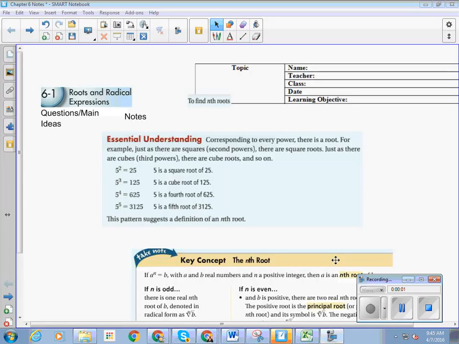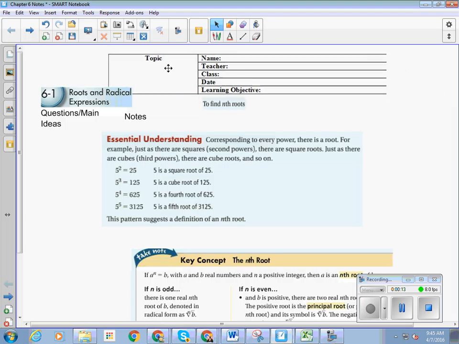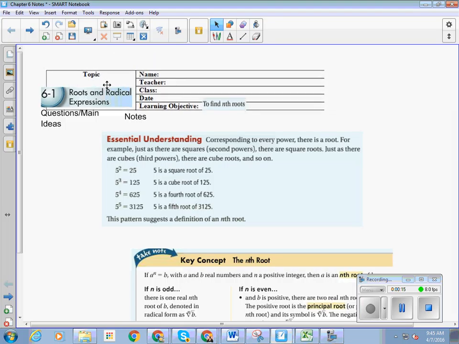So this is chapter 6, section 1, roots and radical expressions. Our learning objective is to find nth roots. Nth. So not just first, square roots, cubed roots, but any roots. That's what we're doing here.